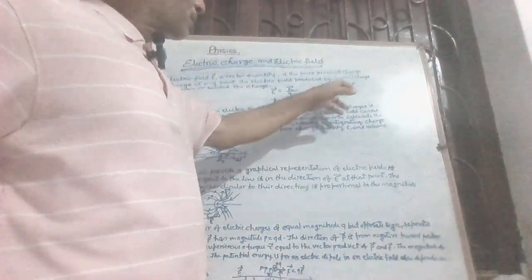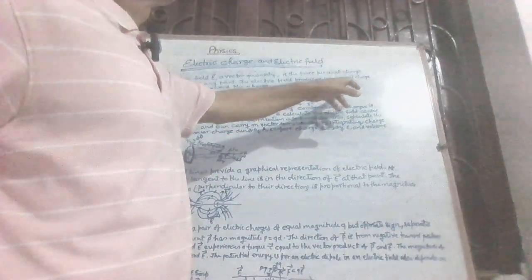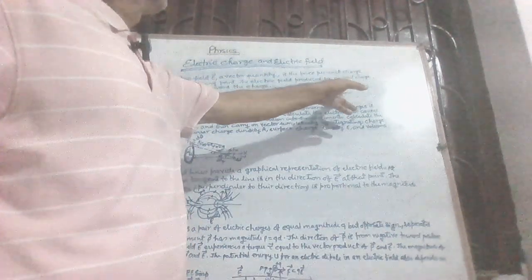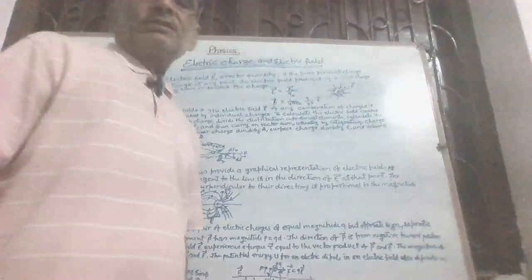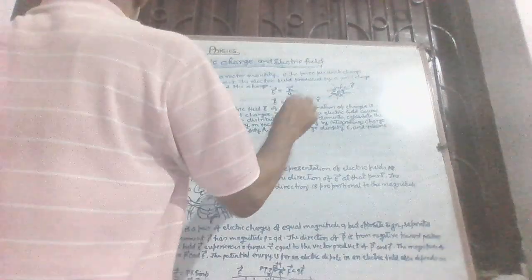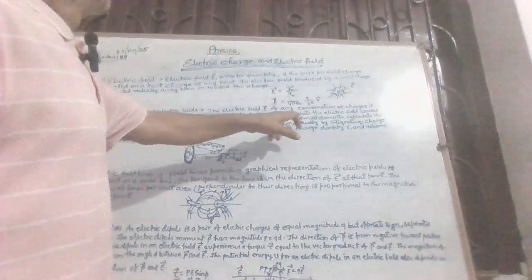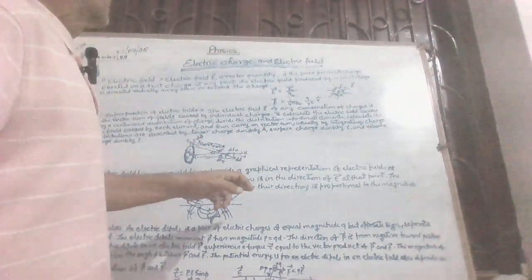the charge is positive, so the field is directed outward from the center of the conductor. Now the superposition of electric fields. The electric field E of any combination of charges is a vector sum of fields caused by individual charges. To calculate the electric field caused by a continuous distribution of charge, divide the distribution into small elements. Calculate the fields caused by each element and then carry out the vector sum, usually by integrating.